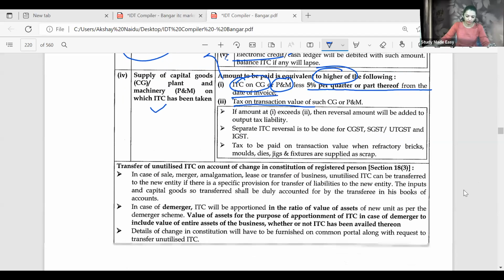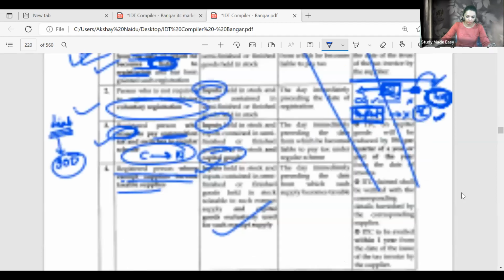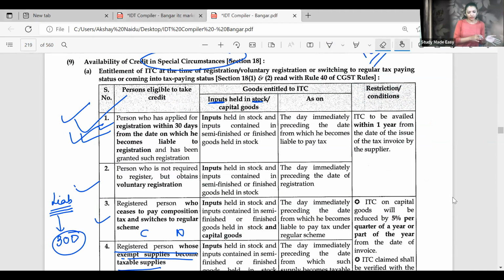Understood? So this is a star mark. This is actually a star mark. You have to remember, in practical you would use this. Now you can read this. We have done the reversal concept also.